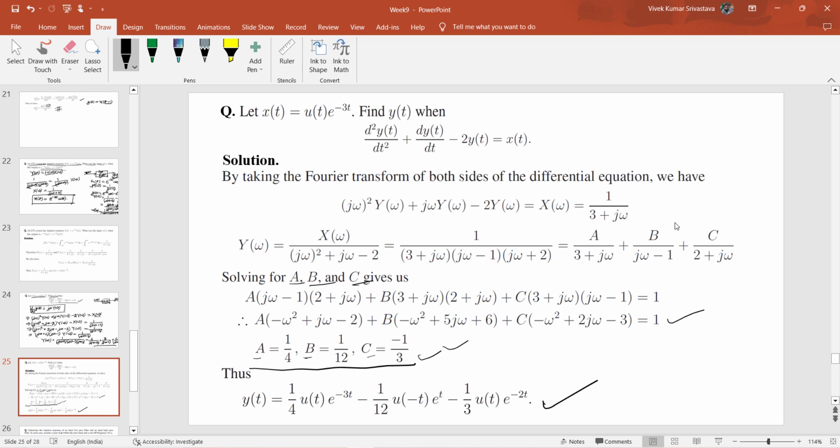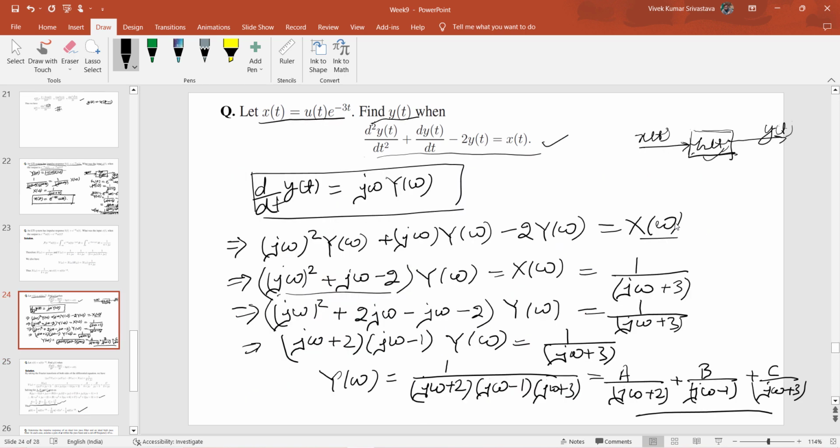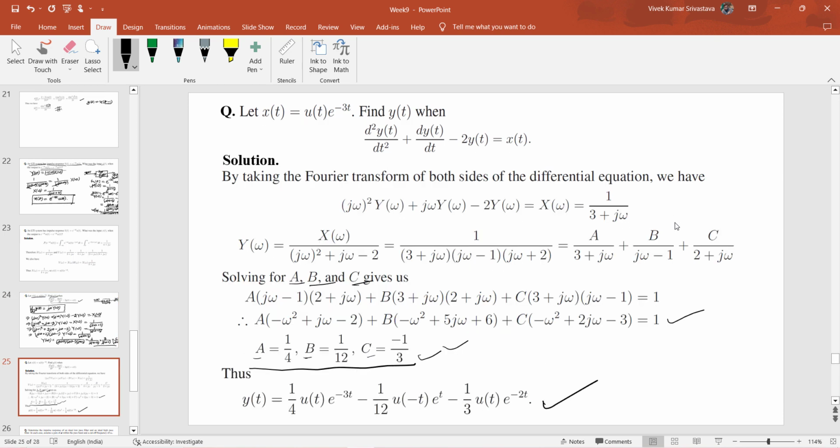I'm just trying to show you how to use this concept to solve the particular problem that is given to us. By using this method you can solve this problem. Okay, so any doubt in this problem?